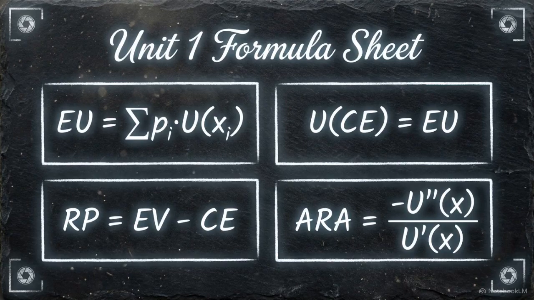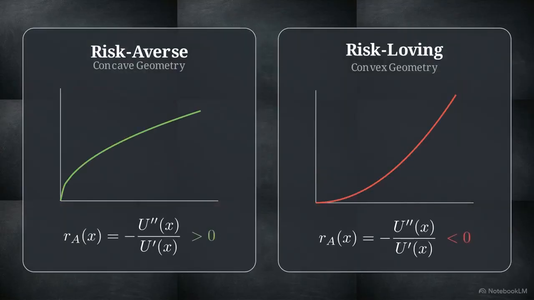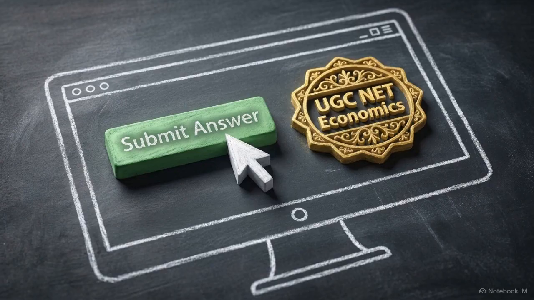Here is the compiled list of the core formulas required for Unit 1. Take a screenshot for your revision notes. By mapping the geometry of these utility curves and isolating the derivatives, you eliminate the uncertainty from these questions, locking in your marks for the UGC NET exam.